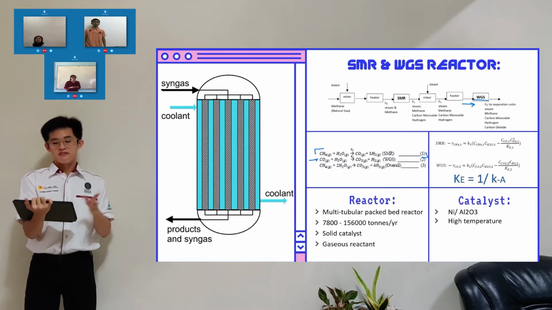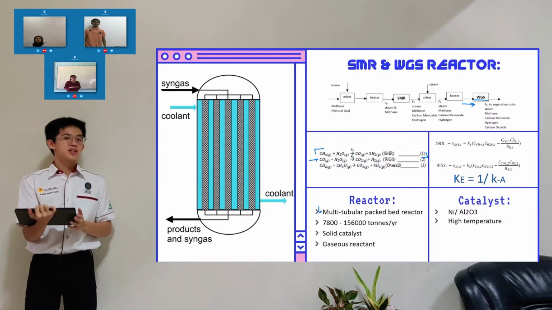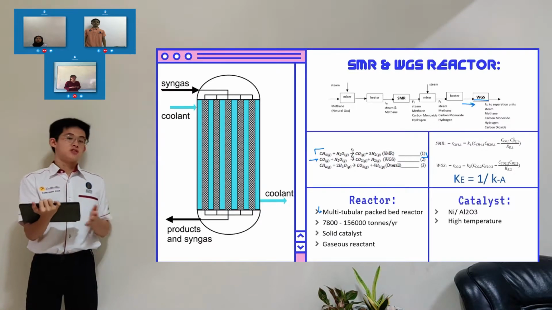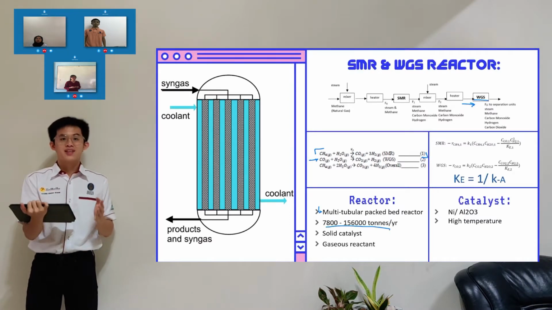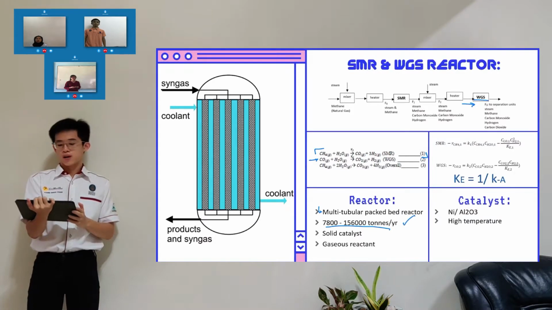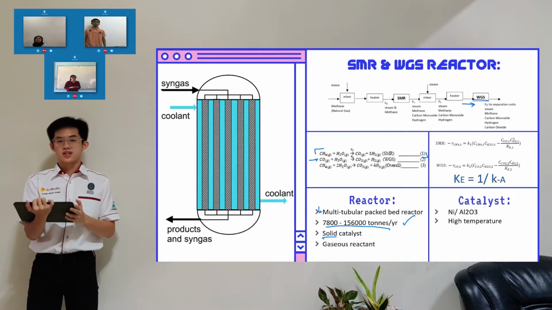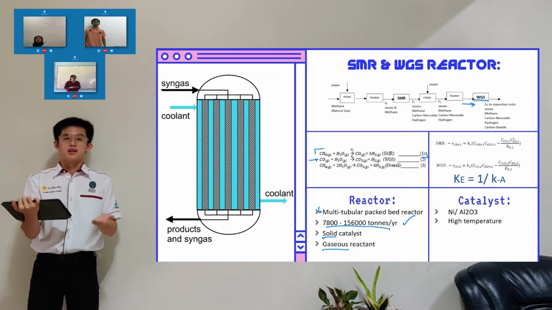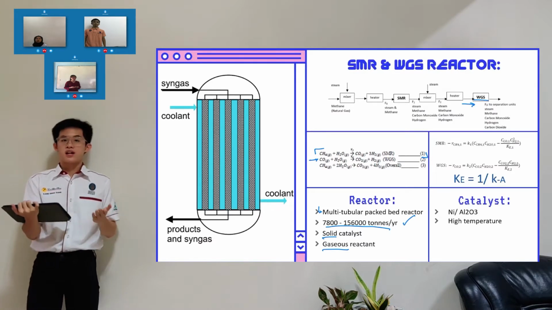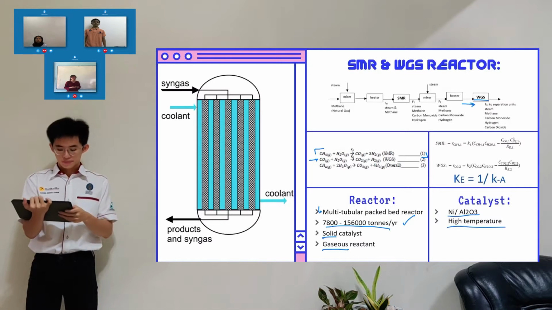The reactor selected for the process is a multi-tubular packed bed reactor. This is because the reactor can produce the amount of hydrogen that we desire, which is more than 30,000 tons per year. It is also suitable for our case where the catalysts are solid and the reactants are in gaseous state. Meanwhile, the suitable catalyst found is a nickel-based catalyst with Al2O3 species that can withstand high temperature.